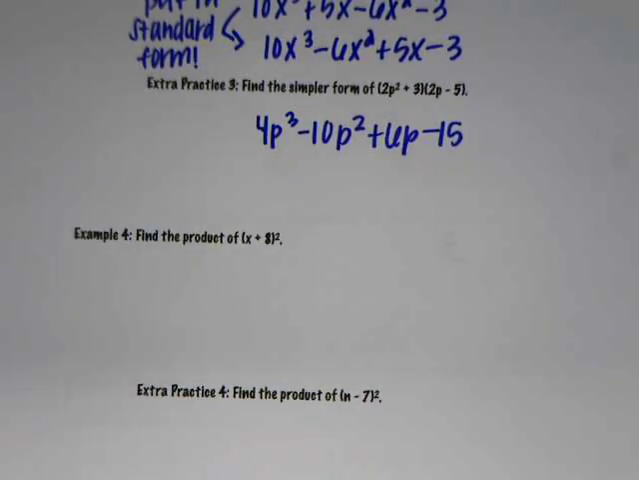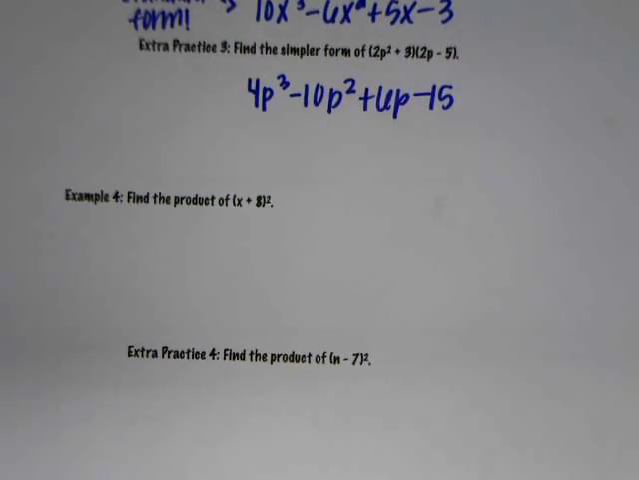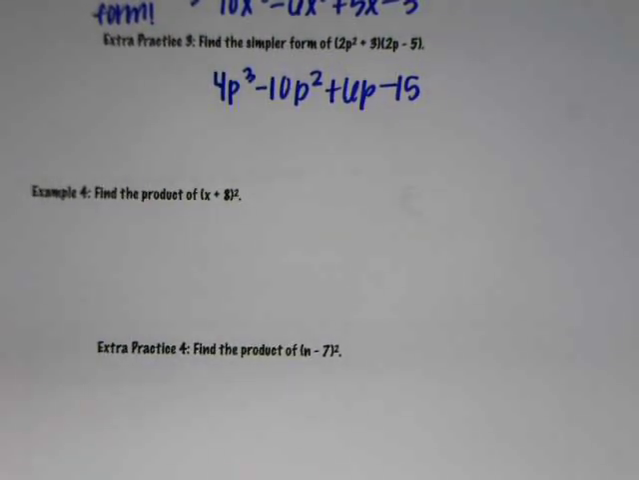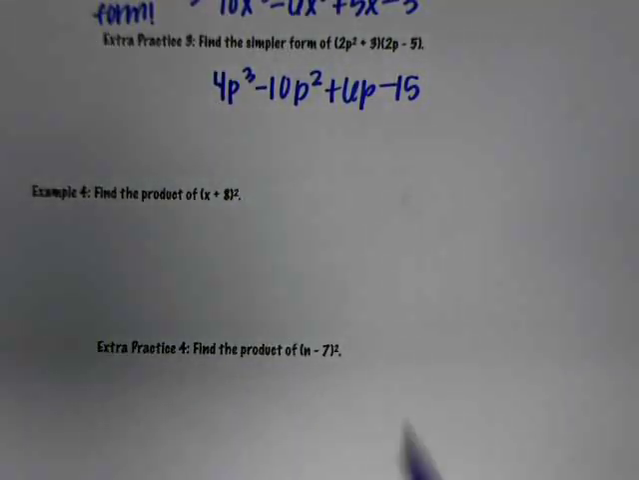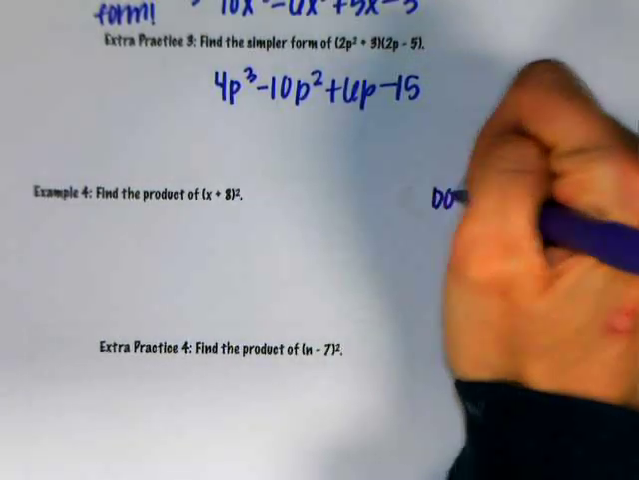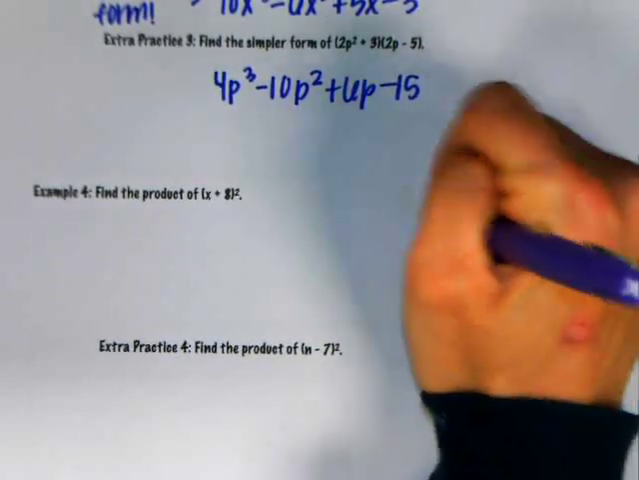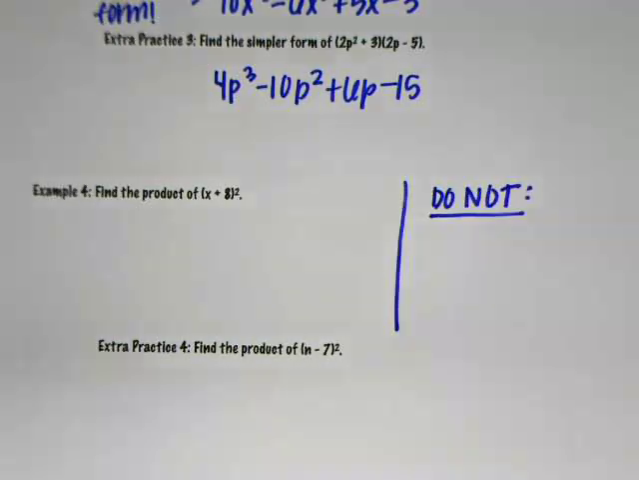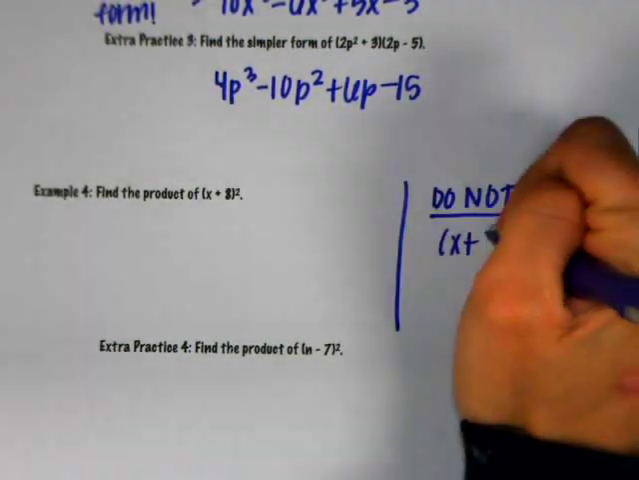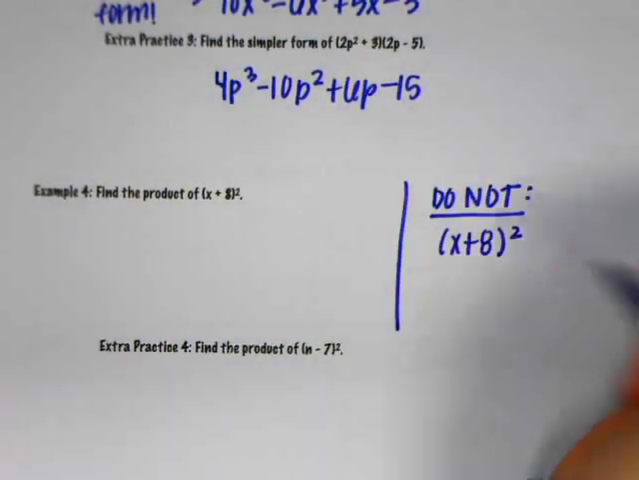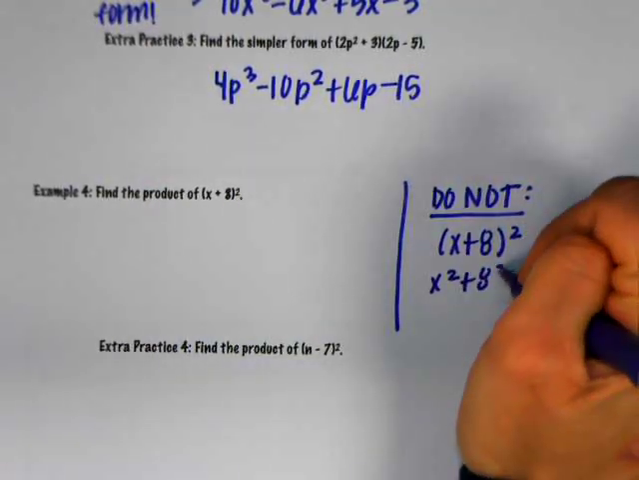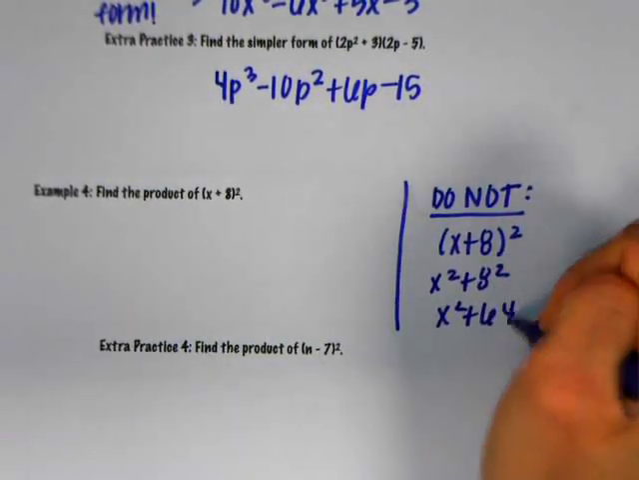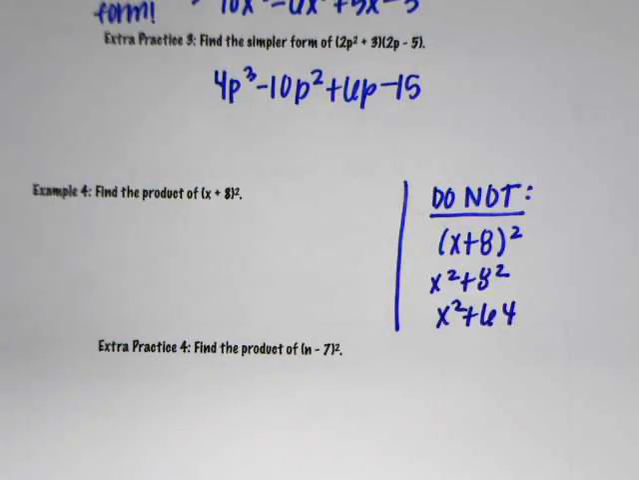Okay, next one. Pay very close attention to this one because people always get this wrong on the test, because they don't go back and review it. X plus 8 squared. What people always do, the best wrong answer, is this. I'm gonna write it in your notes. Do not. Can you guys guess what people do? Yep, x squared plus 8 squared, x squared plus 64. That is not right. You cannot do that, okay?